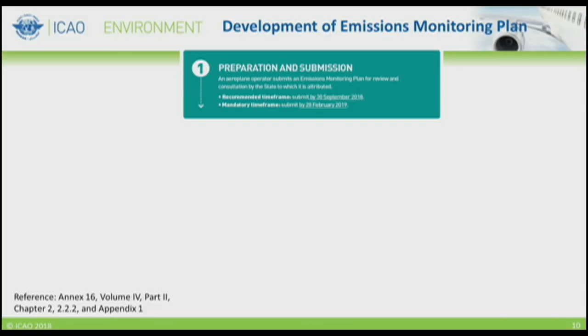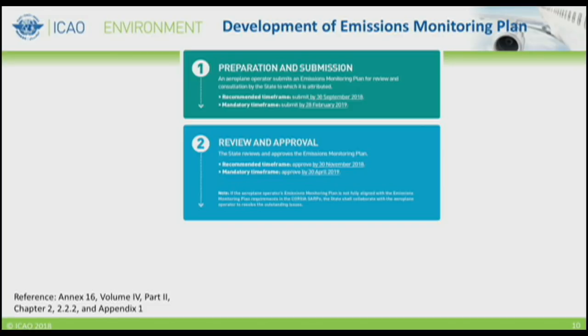There is a mandatory time frame for the operator to submit the emissions monitoring plan by end of February 2019. So in this kind of case, you will see that the monitoring itself needs to start before the operator has submitted an emissions monitoring plan. That's not an ideal situation, but it can happen, and that's why the standard has provisions in place for this kind of case.